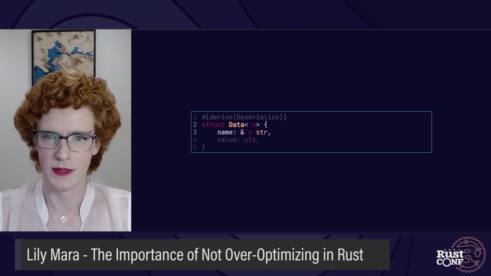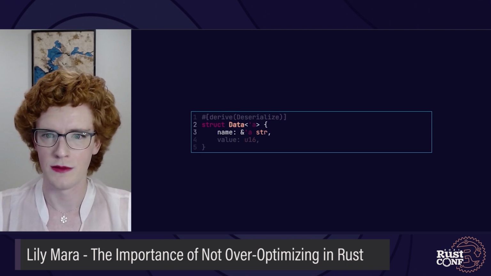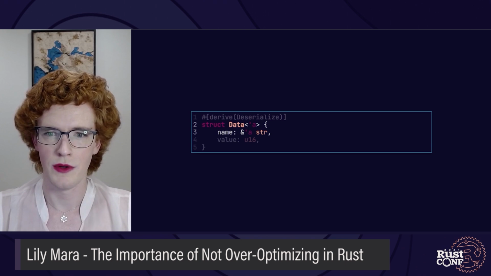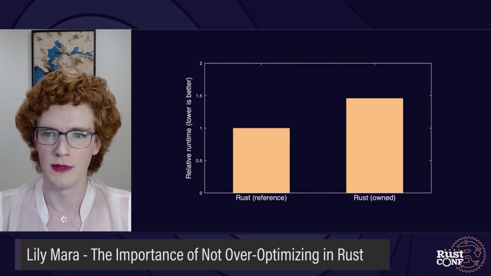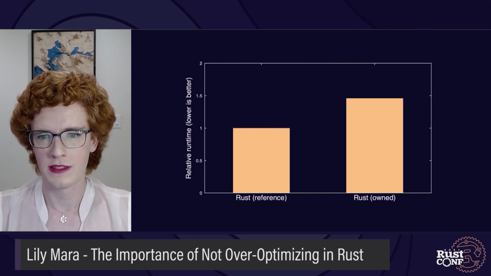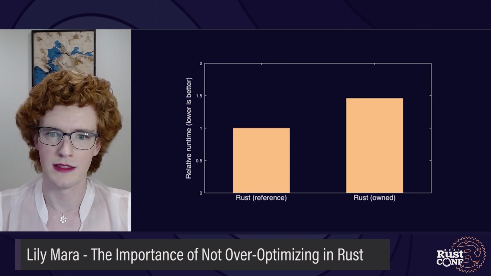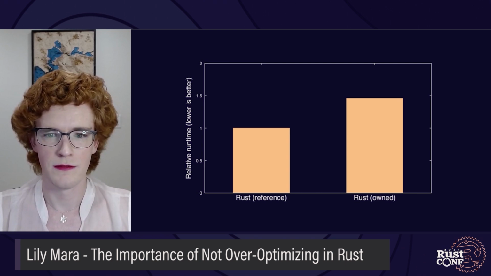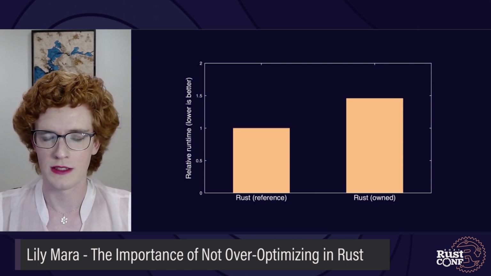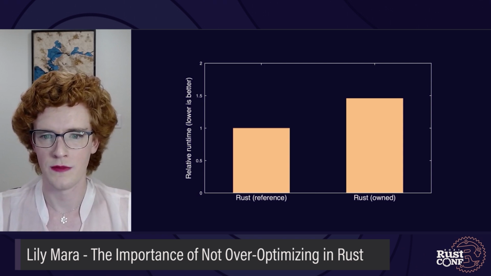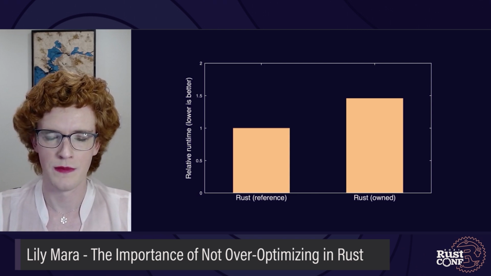Gene benchmarks the performance of the new borrowing version against the original owning version. They run both of them against 1,000 lines of JSON. It seems like they made some meaningful performance improvements. The bars here represent the runtimes of the solutions relative to the fastest version. The fastest version is the Rust code using references, and the slower version is the Rust code using owned strings. This runs in around 1.5x the time of the faster version.